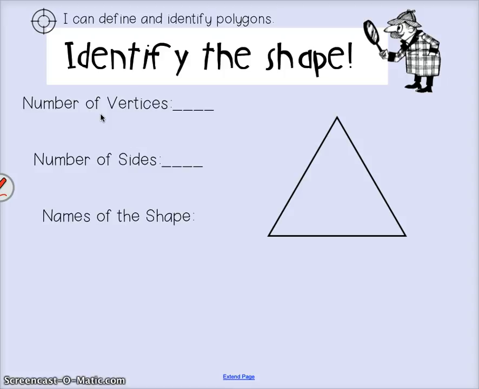So, identify this shape. We are going to be looking at the number of vertices, the number of sides, and the names of a bunch of different shapes. Let's start with this one. Number of vertices. Go ahead and count them. That's right, there are 3 vertices. Thinking of 3 right away, I know what I want to name the shape. Now let's talk about the number of sides. It has 3 sides. So what is the name of this shape, of this polygon? It is a triangle.